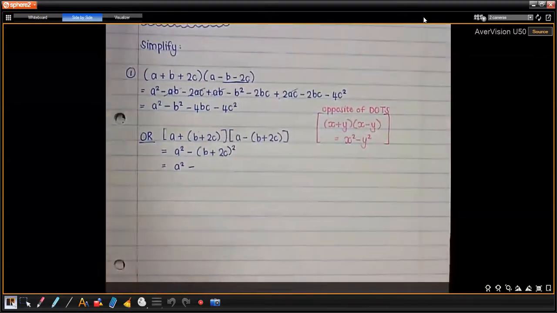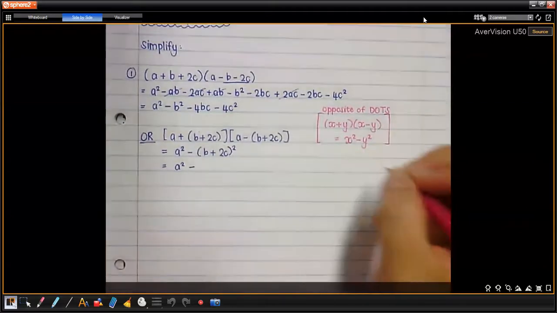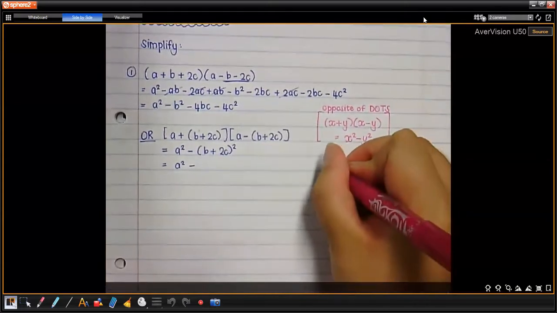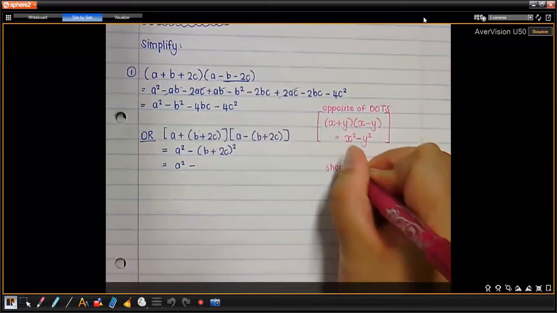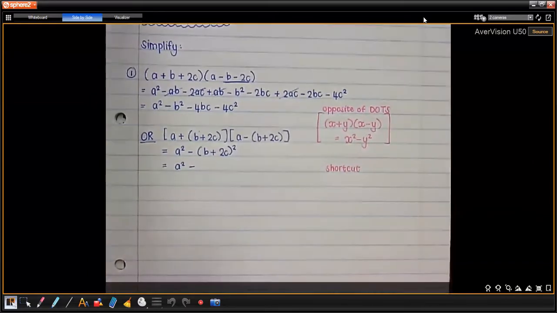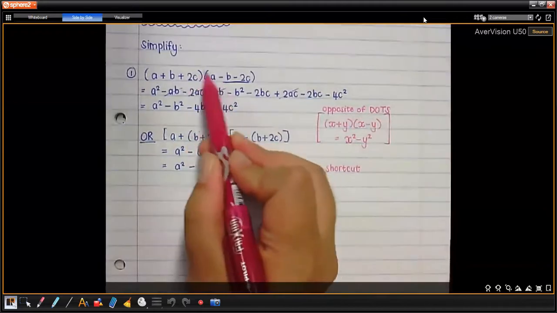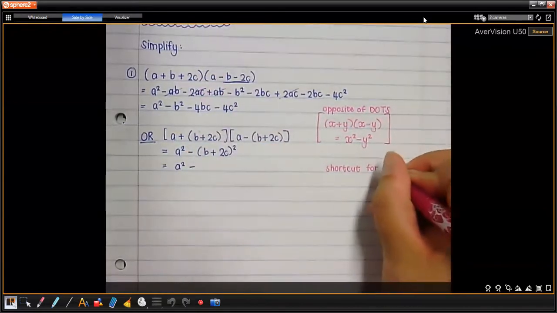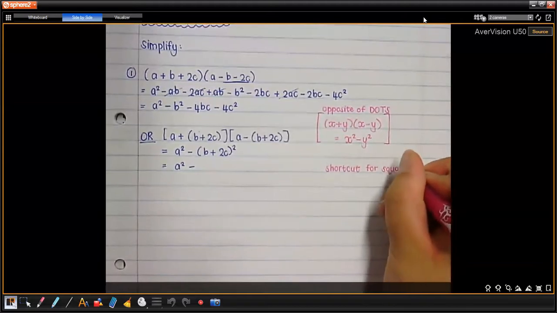Can you guys read that? Should I rather use a different color? Okay, cool. I'm glad. First thing, how do you get to AC? Where are we now? Okay. So shortcut for squaring.